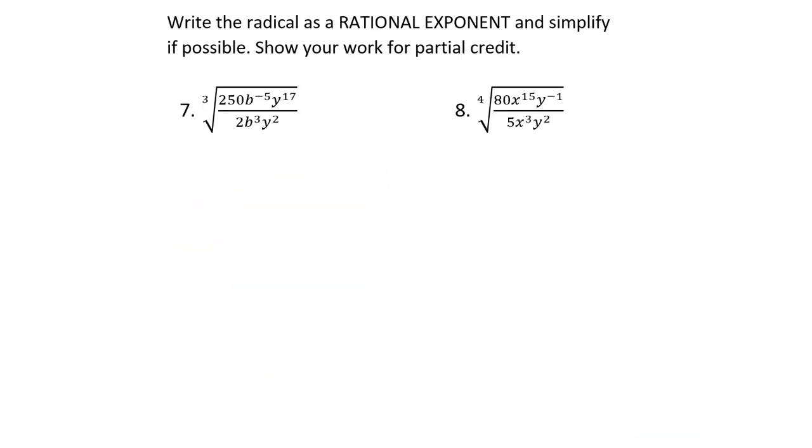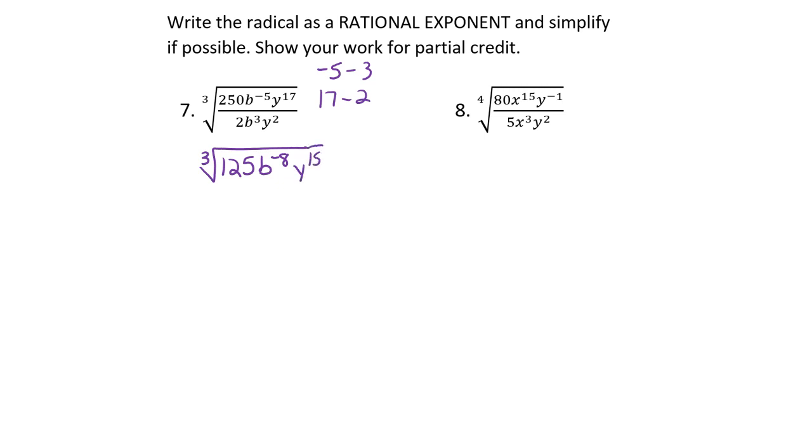All right, we're going to rewrite this as rational exponents and simplify if possible. So to do that, I actually suggest that we simplify first, and then we rewrite it as rational exponents. It makes the problem a lot easier. So 250 divided by 2 is going to be 125. And then I'm going to divide my b's, which means I subtract the exponents. So -5 minus 3 is going to give me b to the -8. I'm going to do the same thing for the y. 17 minus 2 is going to give me y to the 15th.